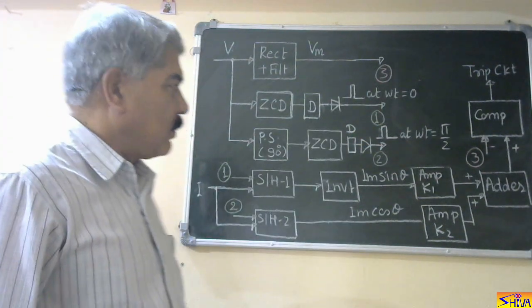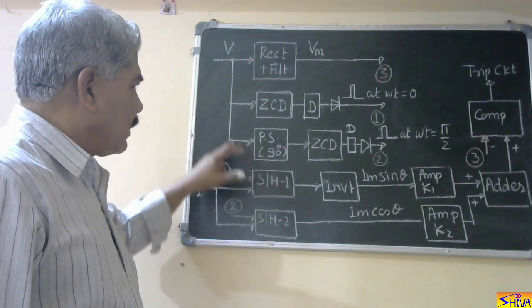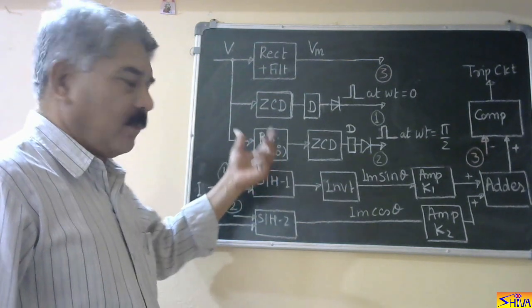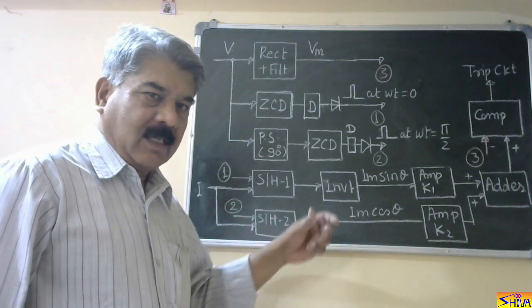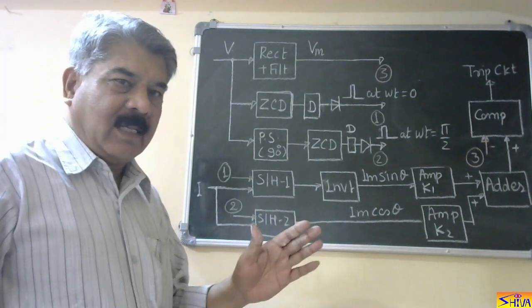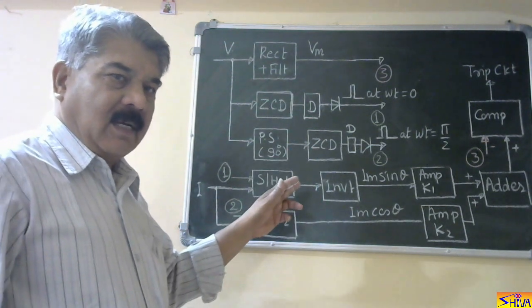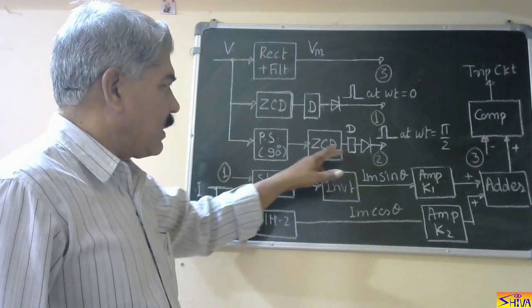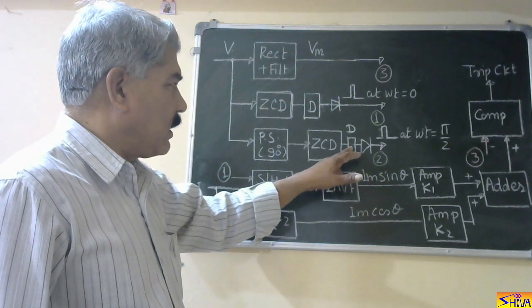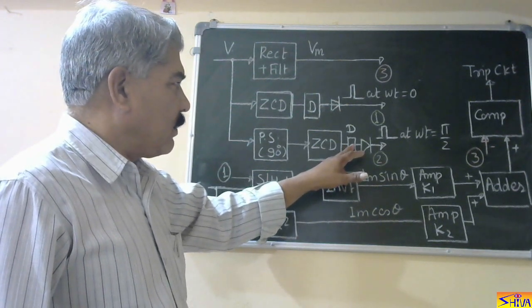equal to 0. The same signal is given to a phase shifter, which gives a phase shift of 90 degrees to the same voltage signal. So when it is shifted by 90 degrees, its zero crossing will occur at omega t equal to 90 degrees. Then it is given to a zero crossing detector. So the output of the zero crossing detector will be a square wave. This is given to a differentiator.